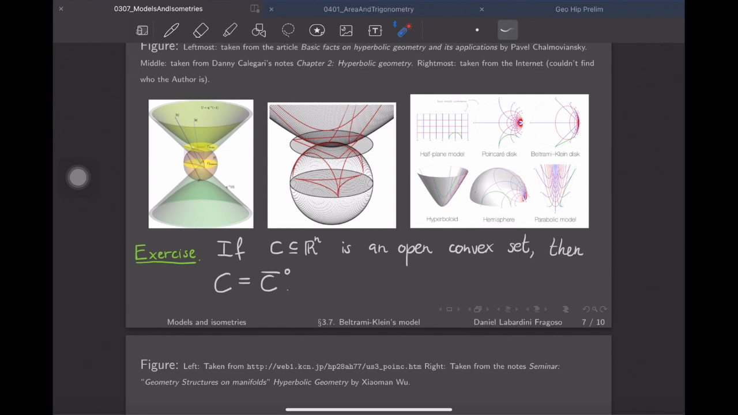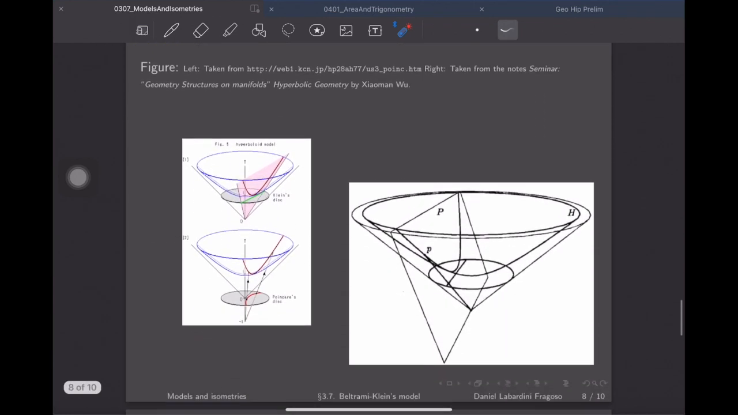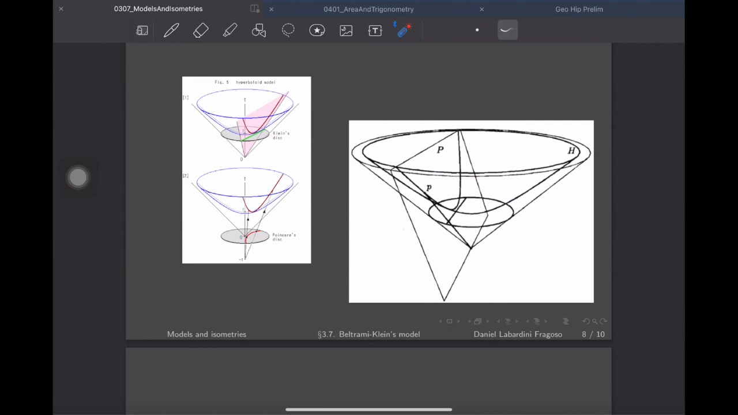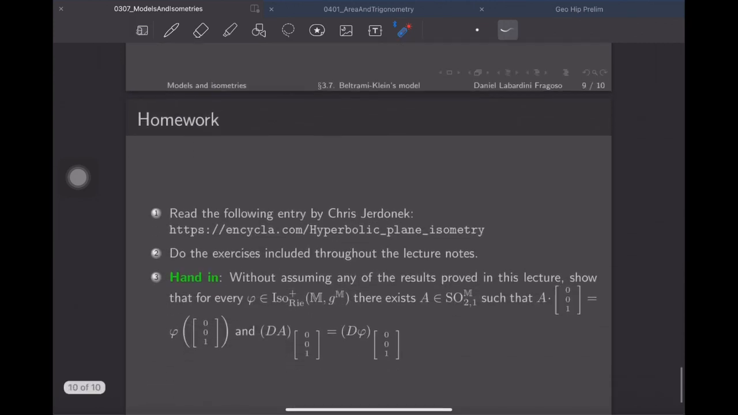This is the type of advantage that the Beltrami-Klein disk gives. By the way, showing this without using the Beltrami-Klein model can be very hard. Okay, so a couple of pictures that we had already seen.